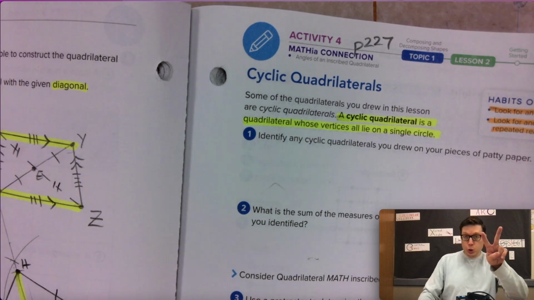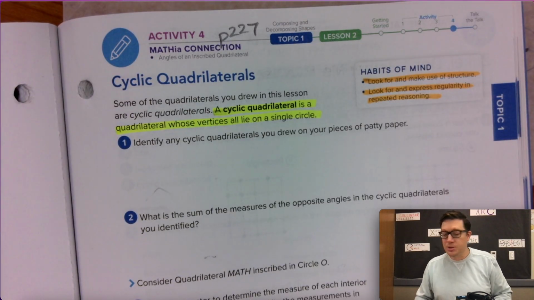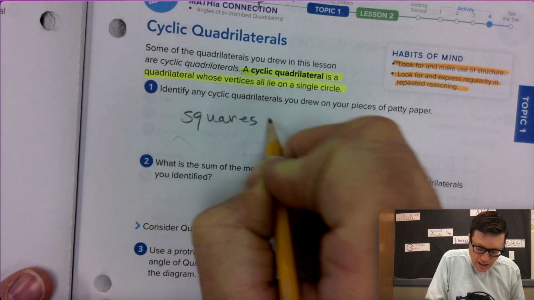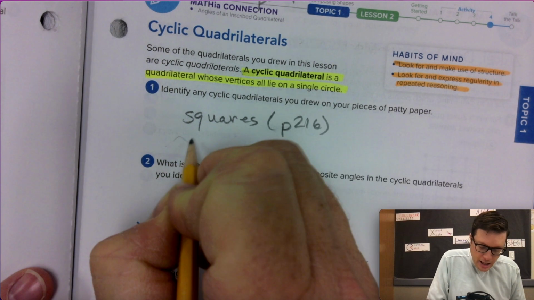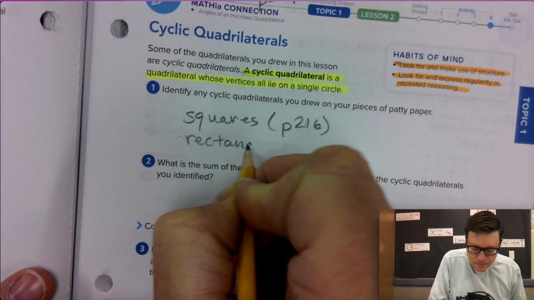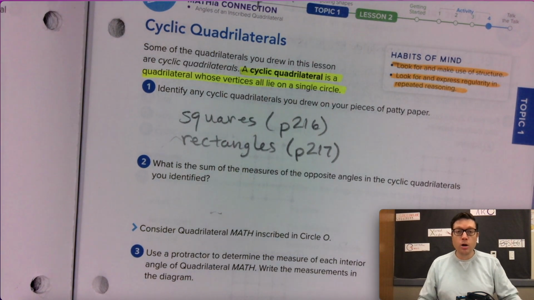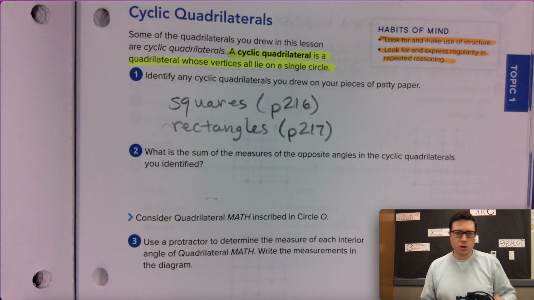Not looking good, guys. And then a trapezoid, same thing. So there's only 2 types of cyclic quadrilaterals that we need to know about. Squares, that was page 216, and rectangles, page 217, because they were created with just one circle.